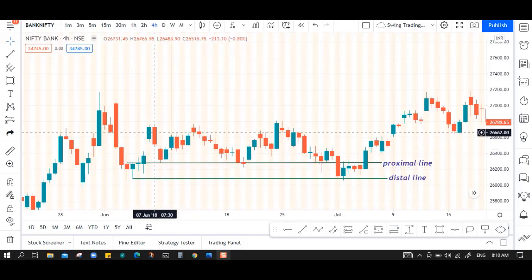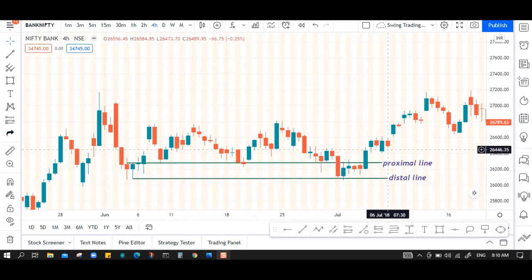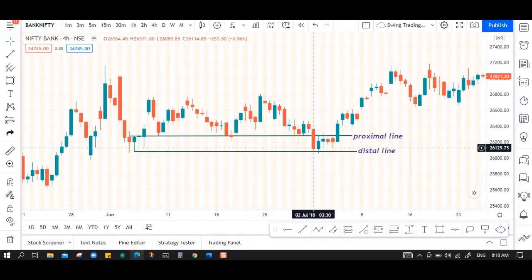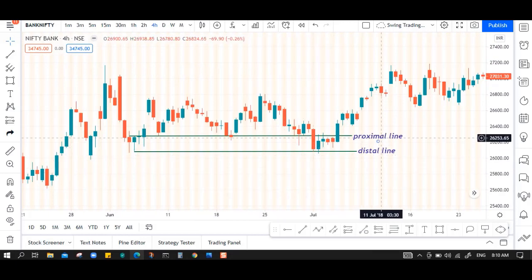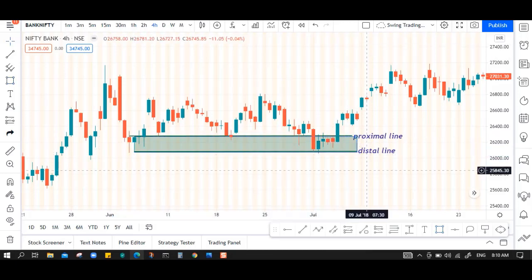When the price comes back to test the zone, the market is likely going up. It is testing this zone, it is going up. It's testing this zone and it went up. See how strong it is, a demand zone. So by drawing the proximal line and distal line based on this bullish pin bar, what will we get? We will get a demand zone.